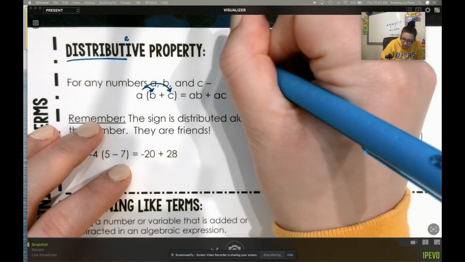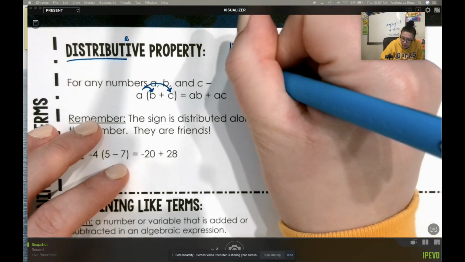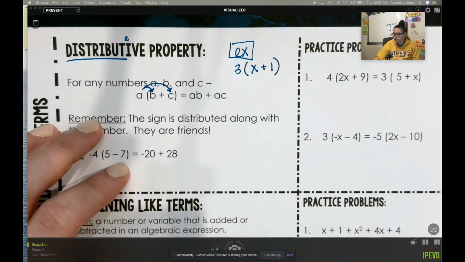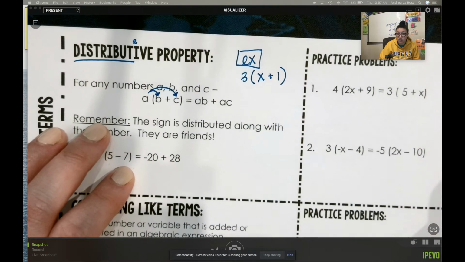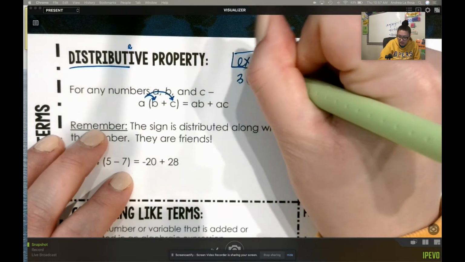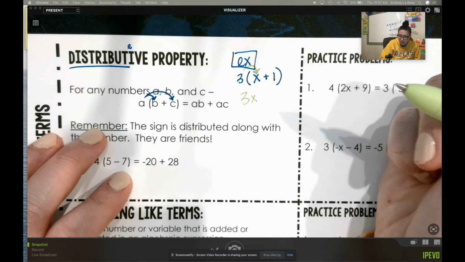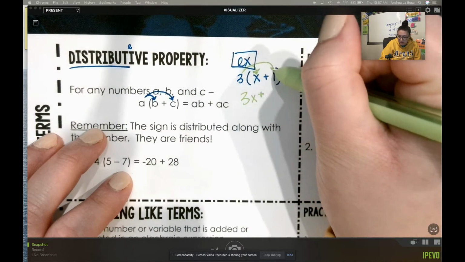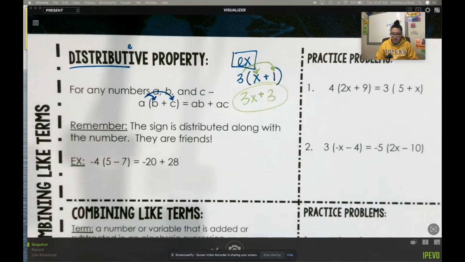So for example, let's say I have 3 times x plus 1. I need to distribute that 3 to the numbers on the inside. I need to multiply it times the numbers on the inside. So 3 times x would give me 3x. I bring down my plus, and I take 3 times 1, which is 3. So that would be 3x plus 3.